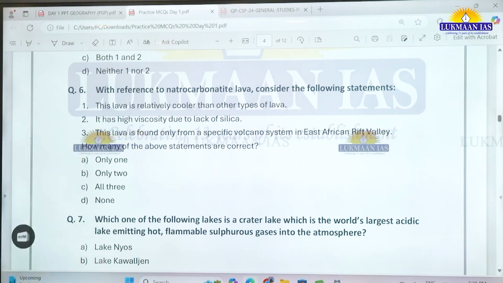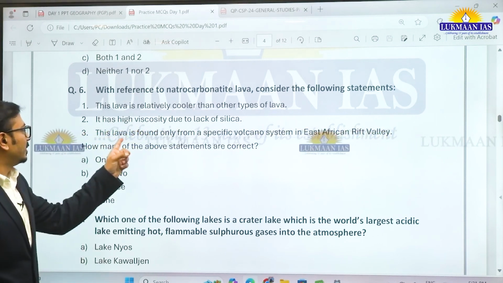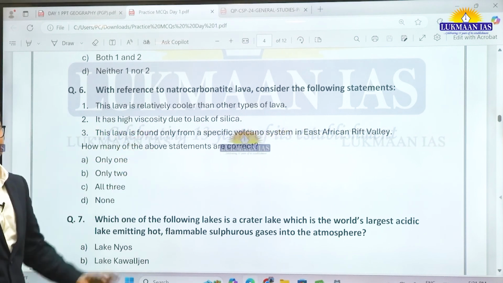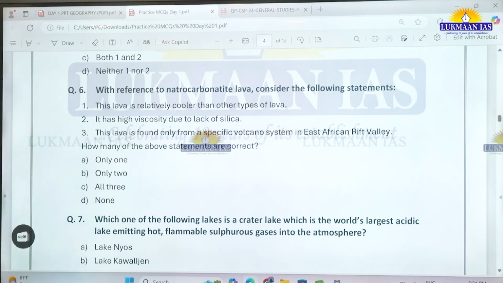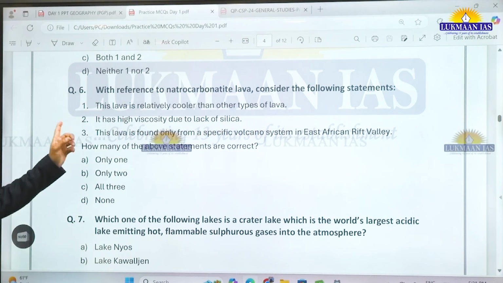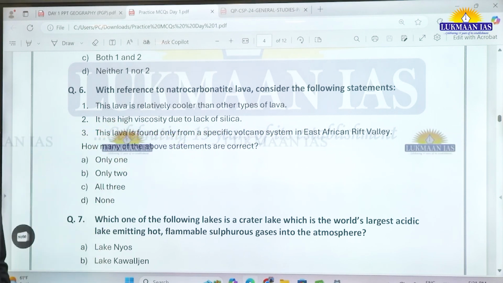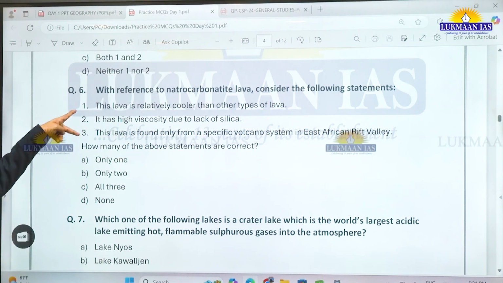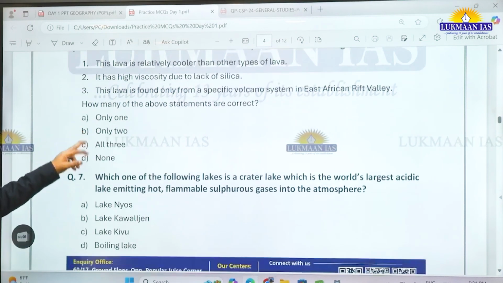अब देखिए, ये तो सही है. थर्ड वन, हाई विस्कोसिटी ड्यू टू लैक ऑफ सिलिका, ऐसे बोल रहा है. कॉन्ट्राडिक्टरी है. पहला क्या बोल रहा है? इट इज रिलेटिवली कूलर. तो ये 2 स्टेटमेंट सही है, फर्स्ट एंड थर्ड. So only 2 is the correct answer.